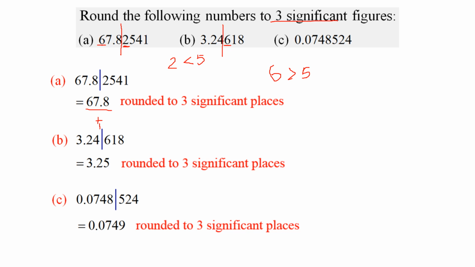So 3.25. But for the last question, see this one, we have 0. The integer part is 0, and again the decimal part starts with 0. So in this case, don't consider them as figures. You can start from 7. The counting should start from 7. So 1, 2, 3. After that we have 5. Even if you have 5, for the equal to case also we need to add 1 to the 3rd significant figure. So the answer will be 0.074, not 8. 8 plus 1 is 9.